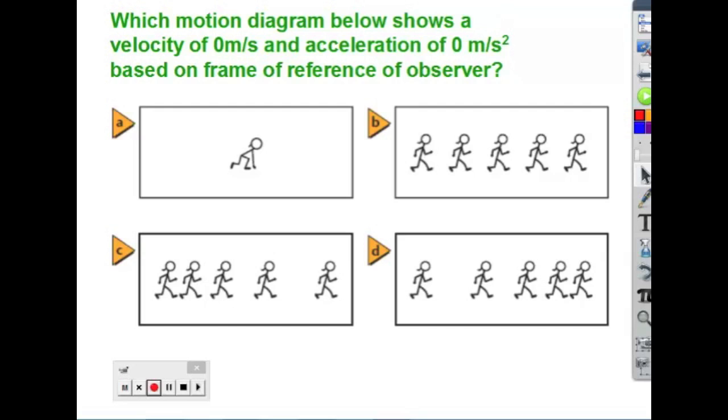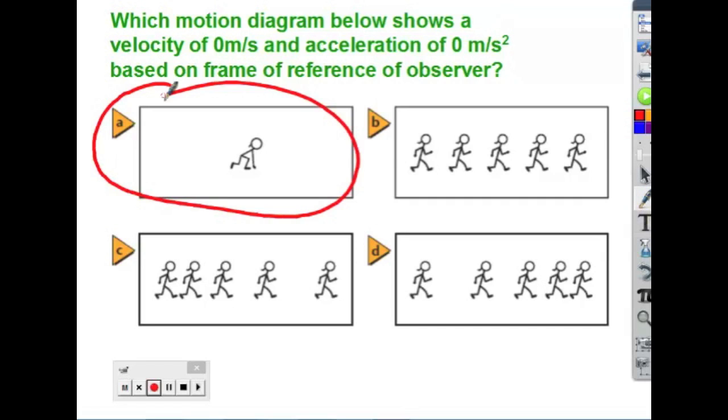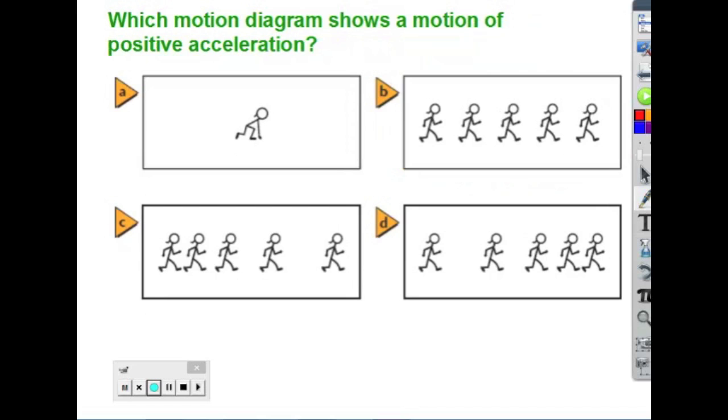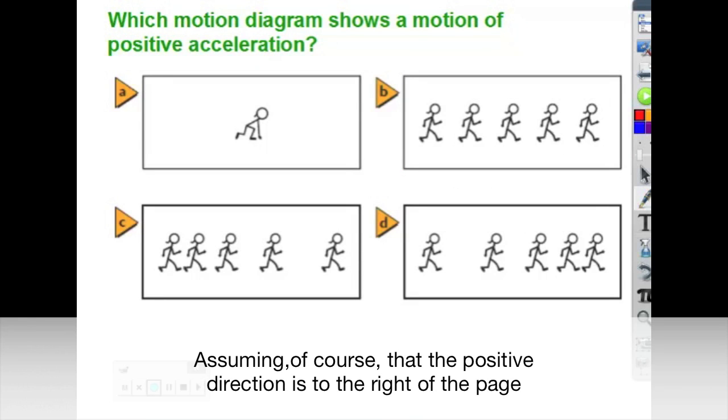Oh, come on! Well, what are they saying? 0 meters per second means no motion. So I asked this exact same question before. 0 meters per second squared means no acceleration, so non-moving. All right, how about a person moving 4 meters per second with acceleration of 0 meters per second squared? Well, I asked that before. That's the uniform velocity.